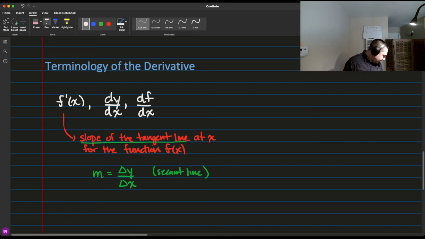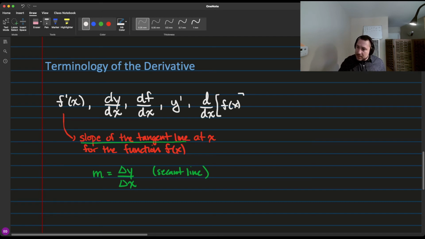There we go. That's what I want to say. So these mean the same thing. Also, sometimes you might just see y prime. And another way to write it is like this: d/dx of f of x. All of these mean the same thing. F prime means take the derivative of f.